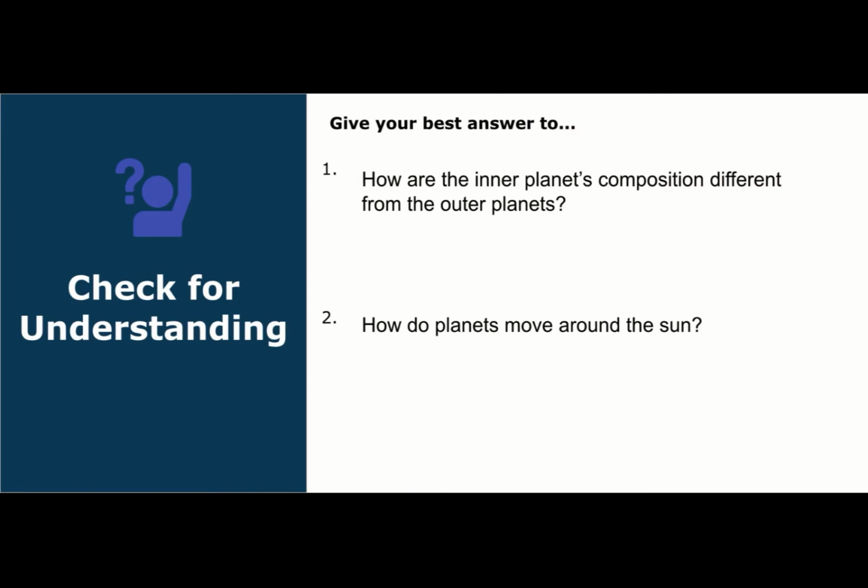So, let's summarize what we learned today by writing down a short one to two sentences about what you learned from this lesson by answering these two questions. How are the inner planets' compositions different from the outer planets? And how do planets move around the sun?